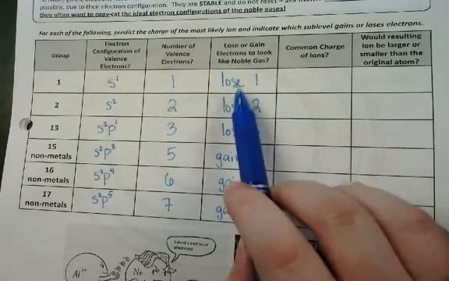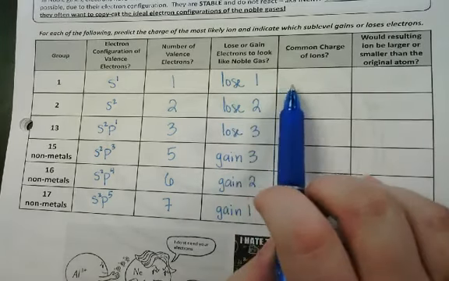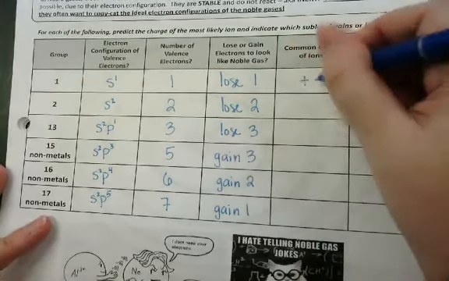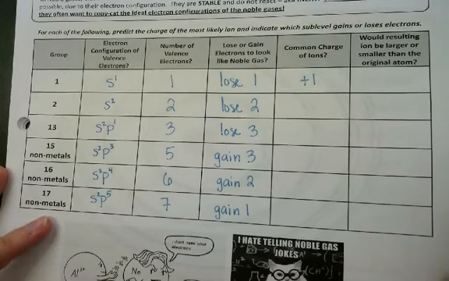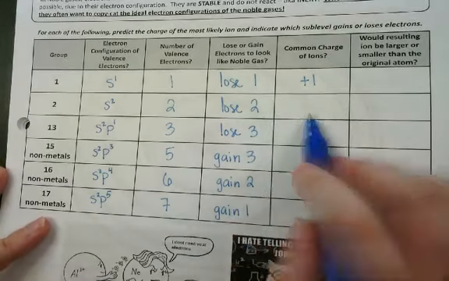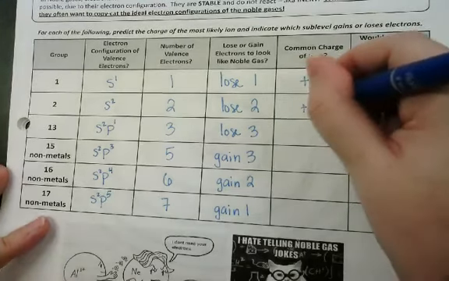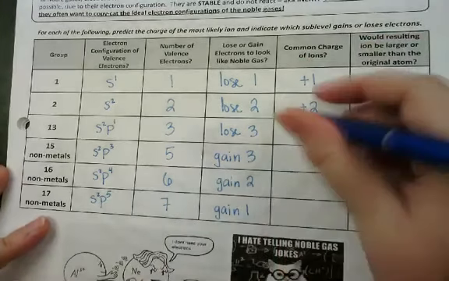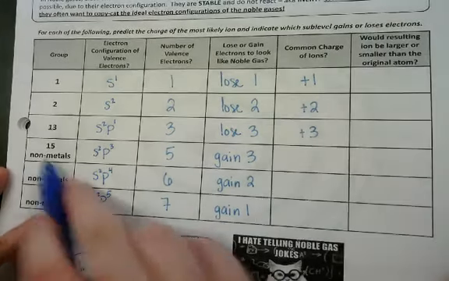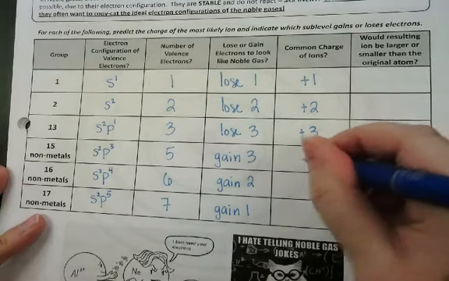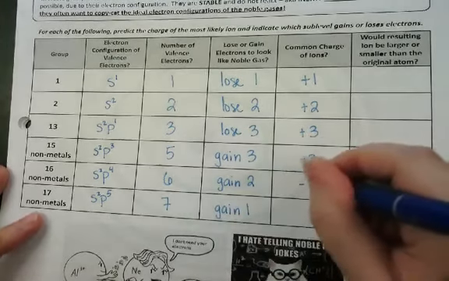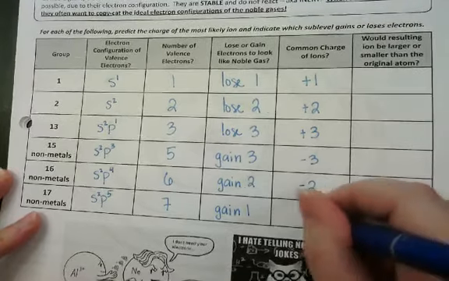Okay, so if we're losing an electron, is that going to be positive or negative? Positive. Positive what? 1. Okay, what would be the charge for group 2? Positive 2. Group 13. Positive 3. What about group 15? Negative 3. Good, because we're gaining now. Group 16. Negative 2. Group 17. Negative 1.